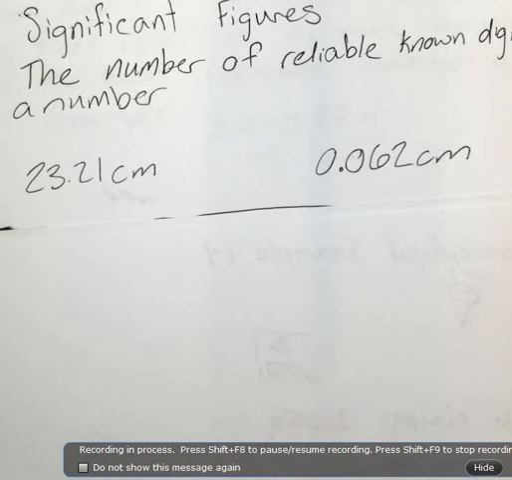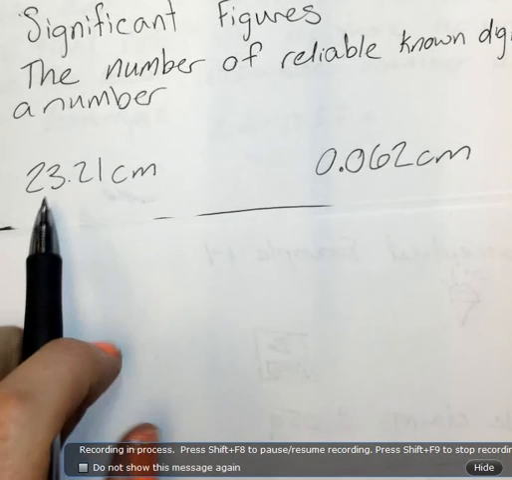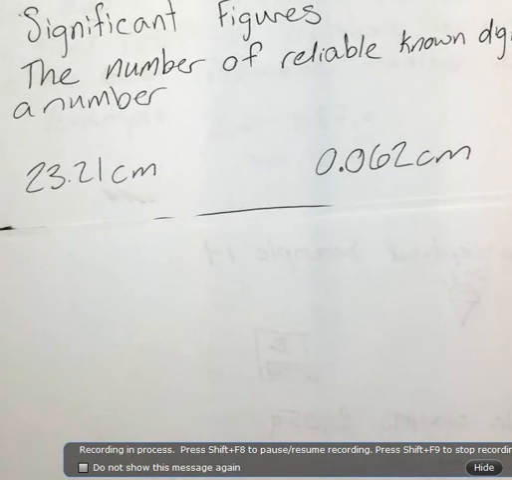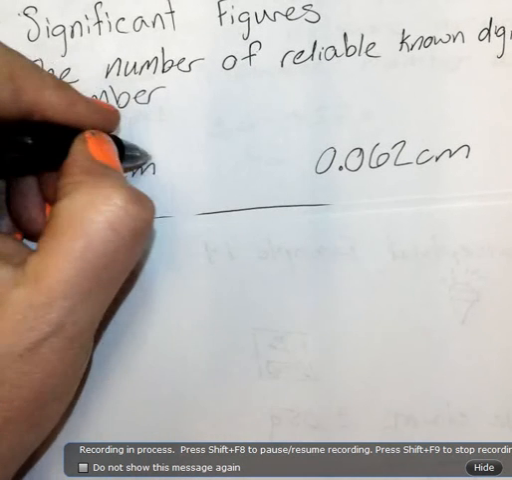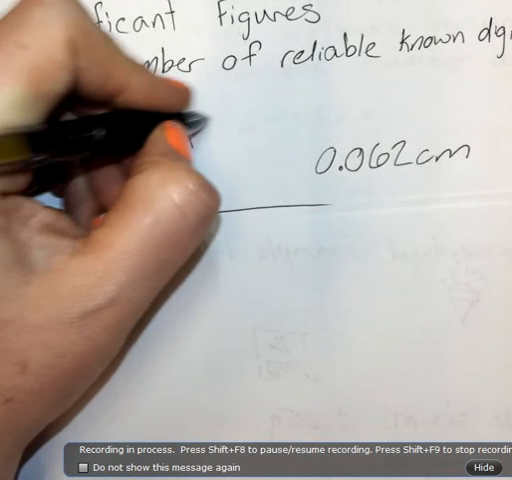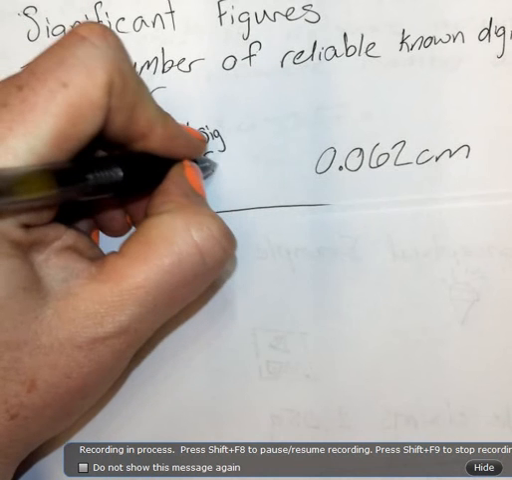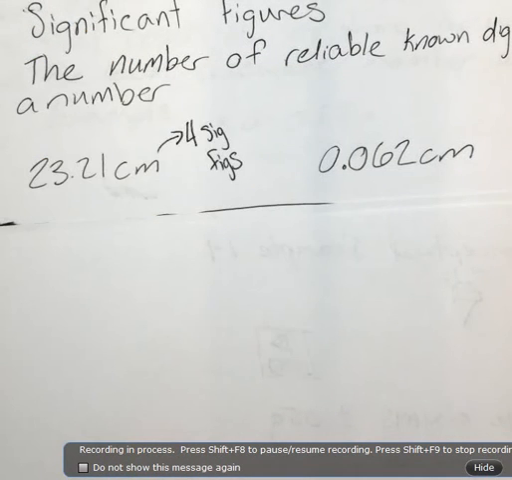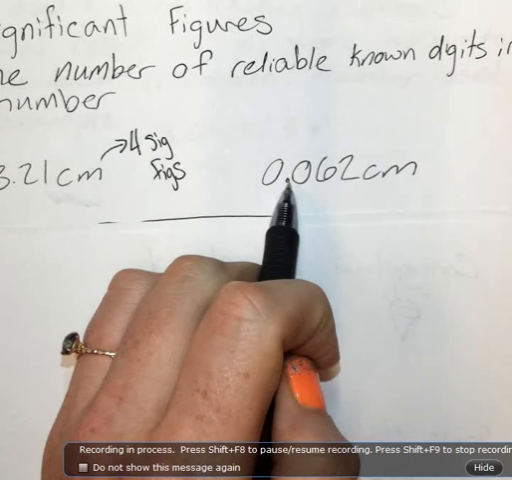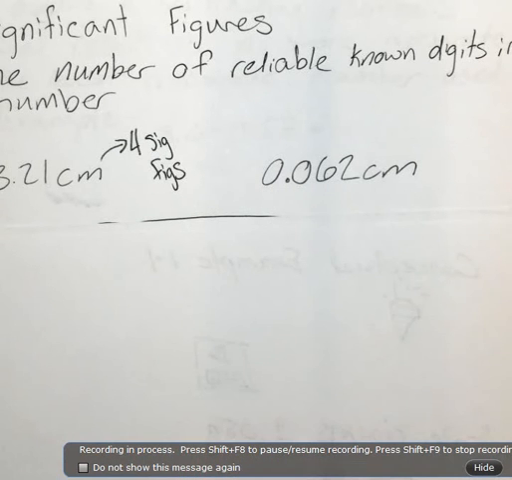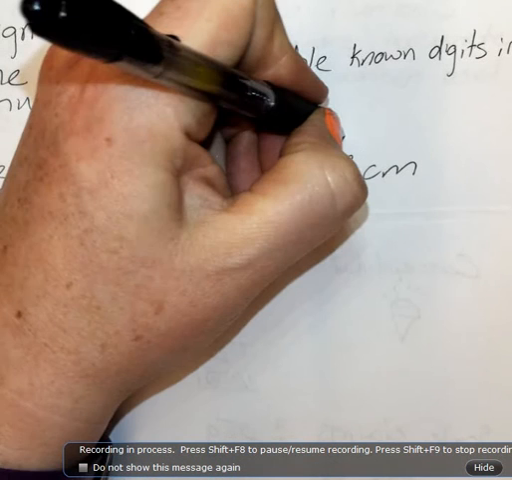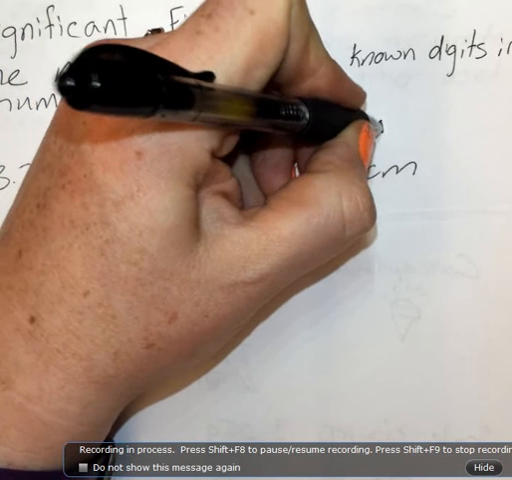We're just going to talk about how many significant figures each of these numbers has. 23.21 centimeters is given by 1, 2, 3, 4 digits. Therefore, this number here has 4 significant figures. 0.062 has 2 non-zero digits. All right, I'm going to say that this number here has 2 significant figures.